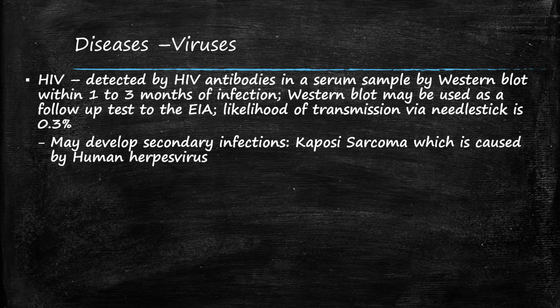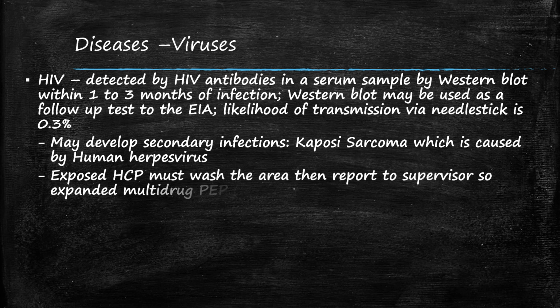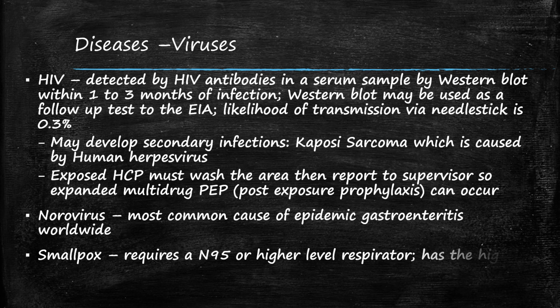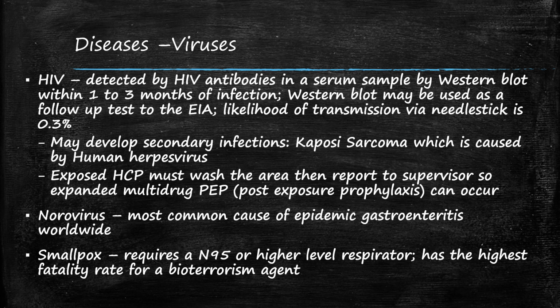We also have a second type of virus here, the norovirus, most common cause of epidemic gastroenteritis worldwide. And lastly, smallpox. Now, smallpox is a deadly disease. We don't see it anymore, but it could, of course, come back. Requires an N95 or higher level of respirator, and has an extreme potential as a bioterrorism agent.